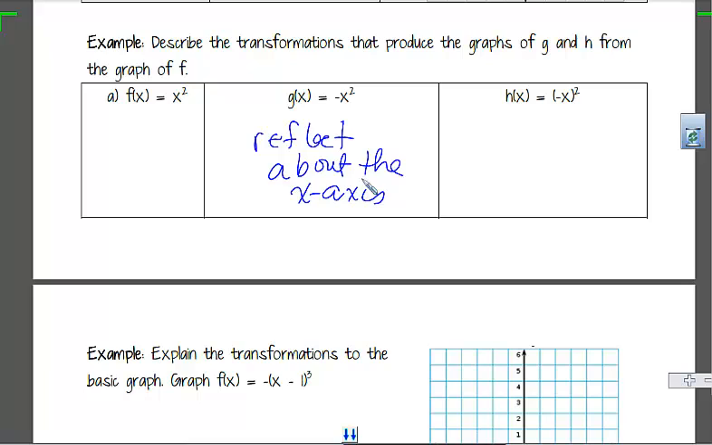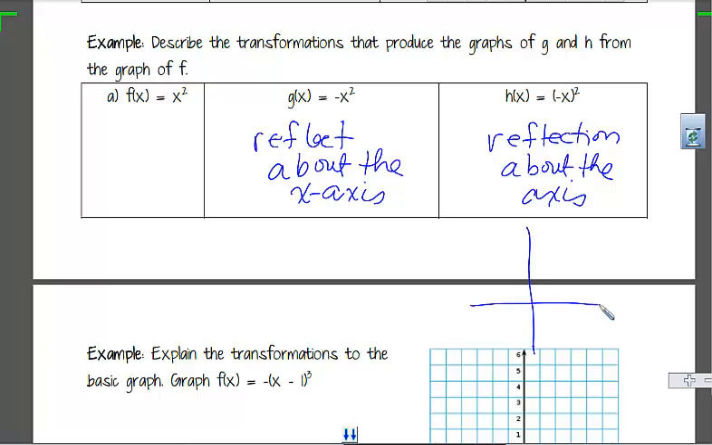Versus with h of x, the negative is inside the square, and so we get what? We get a reflection about the y-axis, although in this case, would it make a difference? If we take x squared, think about what it looks like, and reflect it about the y-axis, how does that change the image? It doesn't, right? X squared looks like this, and if we reflect it about the y-axis, it's still going to look just like that. Does that make sense? If I were to take this and flip it over the y-axis, because it's already symmetric, then it's the same graph. Okay, very good.